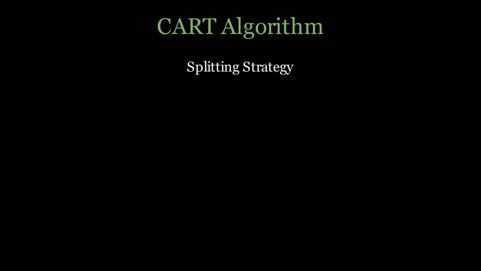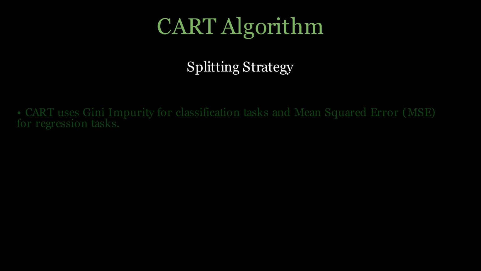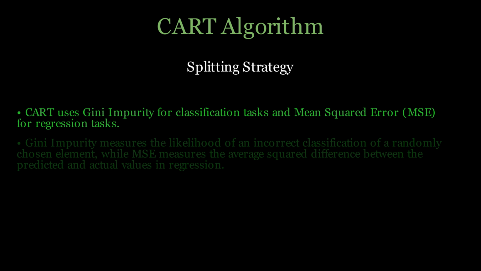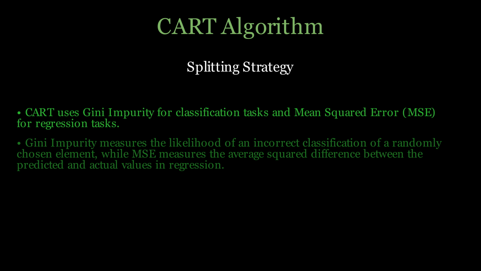Splitting strategy. CART uses Gini impurity for classification tasks and mean squared error, MSE, for regression tasks. Gini impurity measures the likelihood of an incorrect classification of a randomly chosen element, while MSE measures the average squared difference between the predicted and actual values in regression.